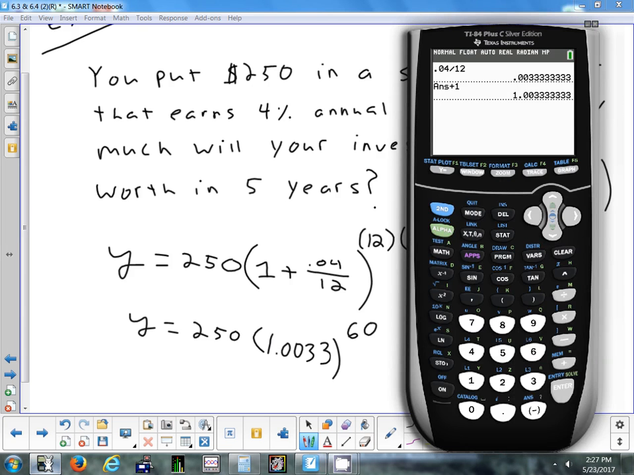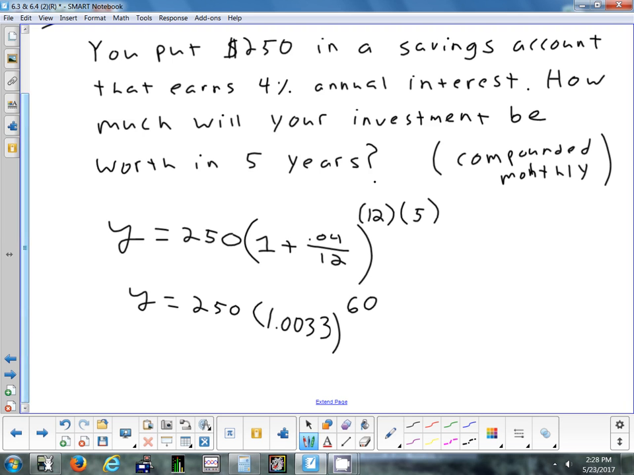Okay, how do I type that in? Somebody tell me, what do I press? 250, then parentheses, 1.0033, parentheses sign, and then your exponent, and 60 is the exponent. That's a big number. So if you leave $250 in the bank, that's what it'll be worth based on this problem in 5 years. What would I round it to? It would be 304.64.